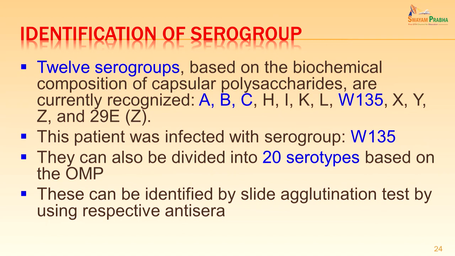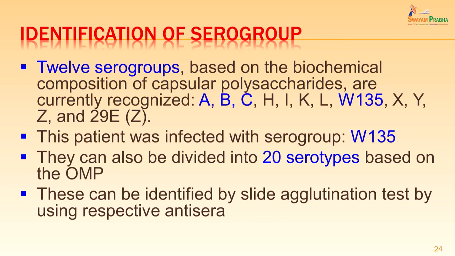Now, based on biochemical composition of the capsular polysaccharide, the Neisseria group has been divided into 12 groups: A, B, C, H, I, K, L, W135, X, Y, Z and 29E. Now, out of these, the ones which I have put in blue, that is A, B, C and W135, are the more common groups which are commonly seen. This patient was infected with the serogroup W135.